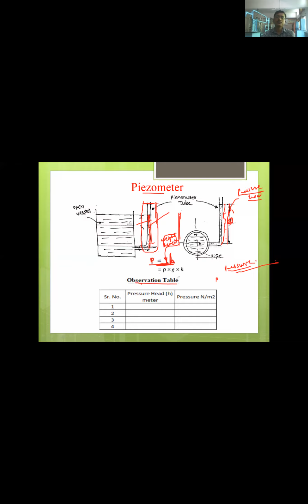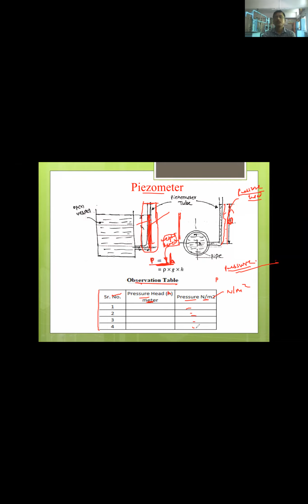So the observation table will be like this. There will be 3 columns: serial number, pressure head, and pressure intensity in Newton per meter square. In SI unit, we measure the pressure intensity in Newton per meter square, and the pressure head is the height, so it is measured in meter. So this will be the simple observation table, and you will write down values here.